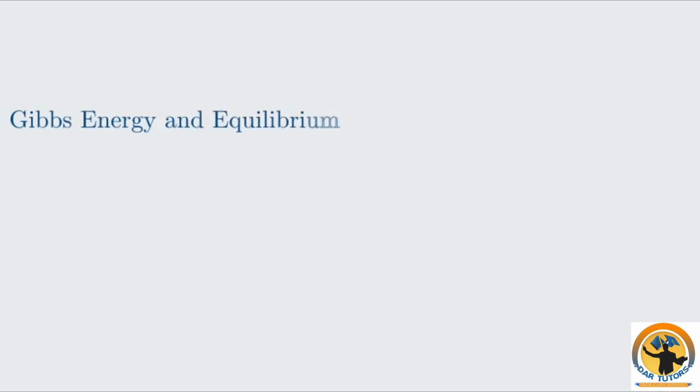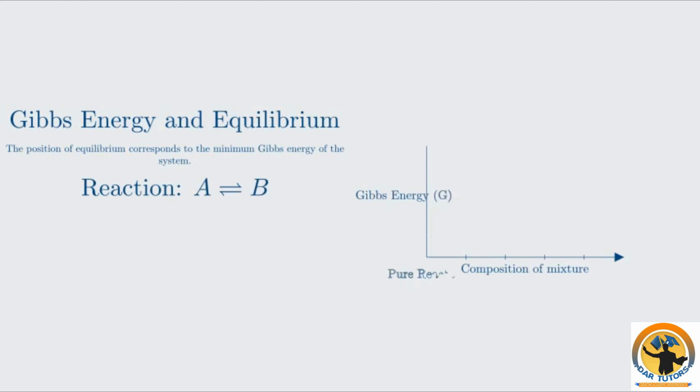We can visualize the Gibbs energy relationship using energy profiles. The position of equilibrium corresponds to the minimum Gibbs energy of the system. Imagine a simple reaction A going to B. The x-axis represents the composition, from pure reactant A on the left to pure product B on the right. The y-axis is the Gibbs energy of the system. The curve represents the energy of all possible mixtures of A and B.